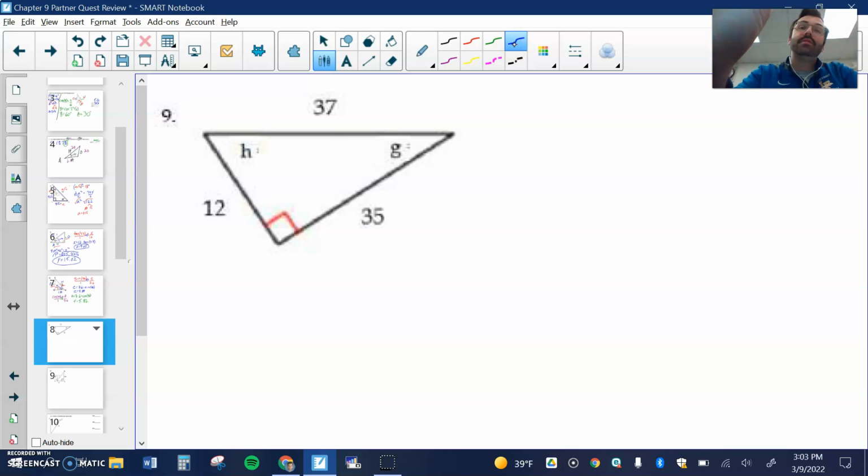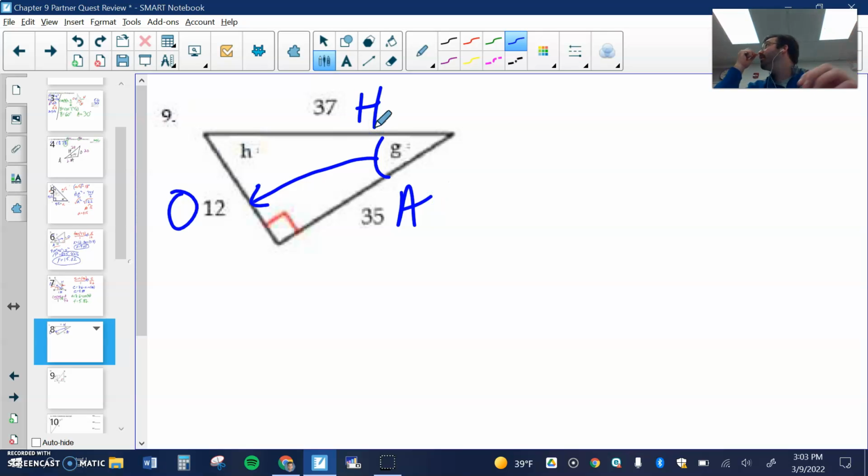Find missing angles. I gotta find some missing angles. So I'm gonna find G. I think I found G first. Yeah, O, A. It doesn't matter which angle you find first. If I find G first, notice I have O, A, and H. I have all three sides. I can just pick one. Pick a trig function, sine, cosine, or tangent. Pick your favorite one, then use that.